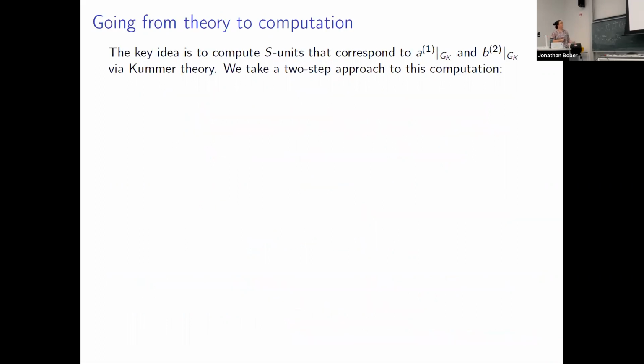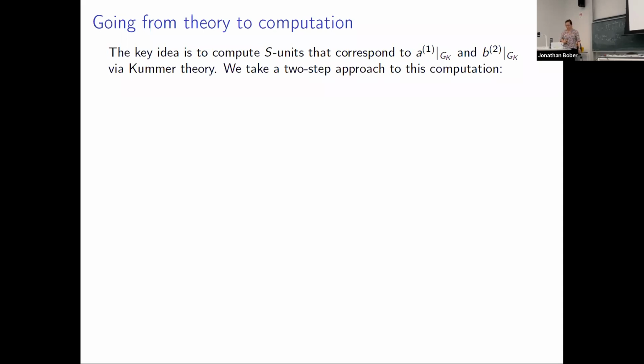All right, so how do we go from theory to computation? So we have these two special cochains, A1 and B2. And the key idea is that we want to restrict them to some number field where we can then leverage Kummer theory to start doing actual computations. And so we restrict them to K, which you recall was this Q adjoin zeta p, comma, the p root of L1.